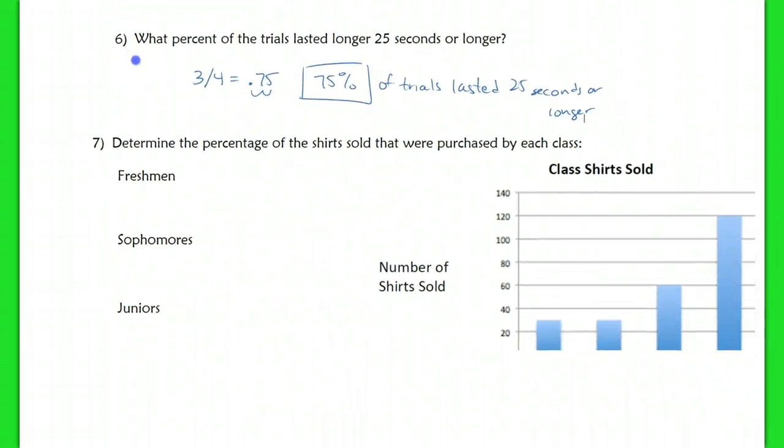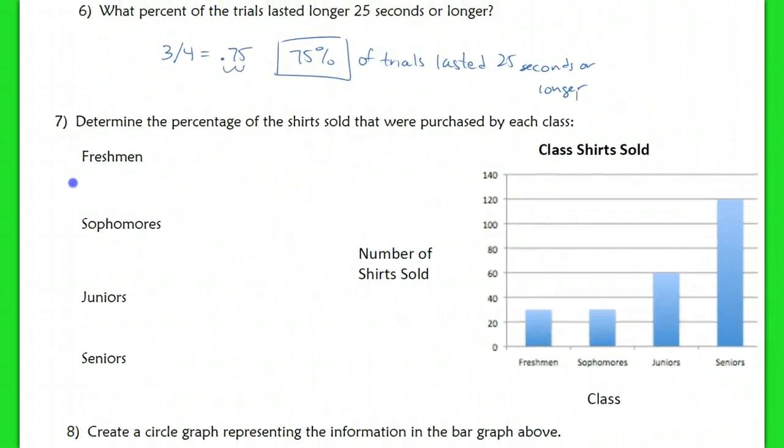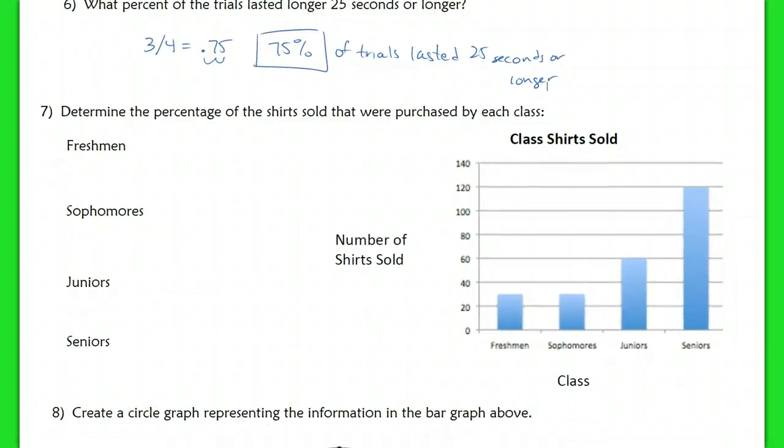Okay, now I would like you guys to try question number 7, which says to determine the percentage of the shirts sold that were purchased by each class. So you're going to pause the video here, and you're going to use this table here, this bar graph here, and tell me what the percentage of shirts sold were purchased by the freshmen, the sophomores, the juniors, and the seniors.